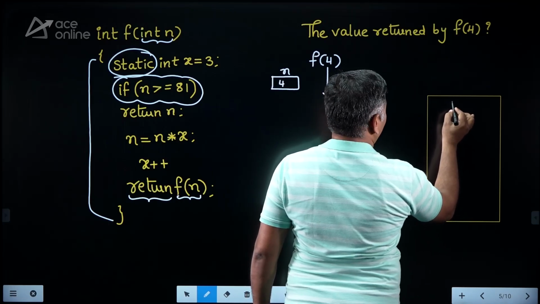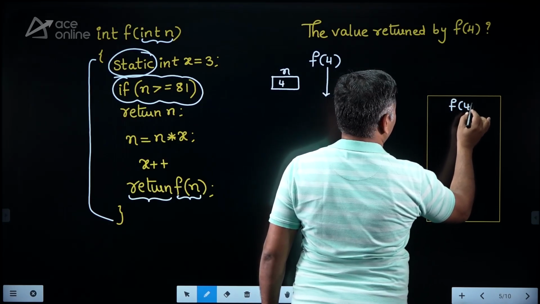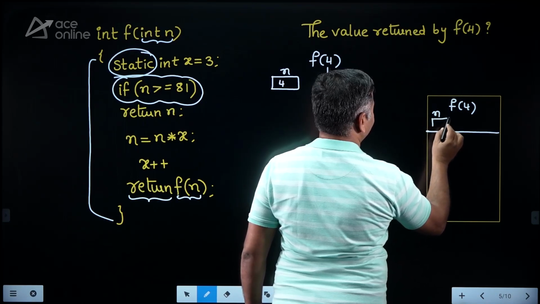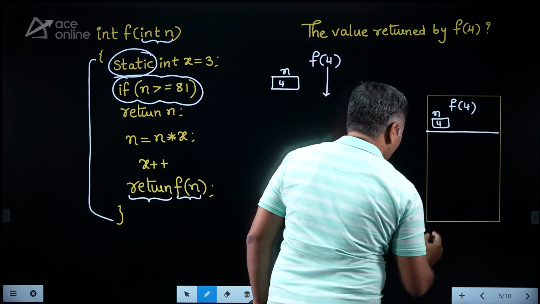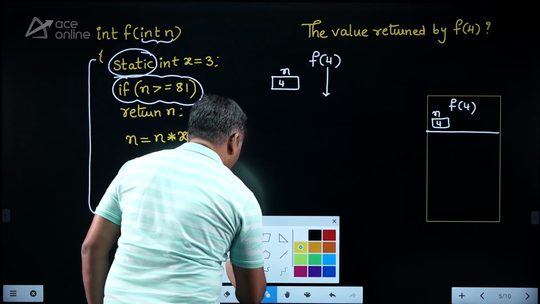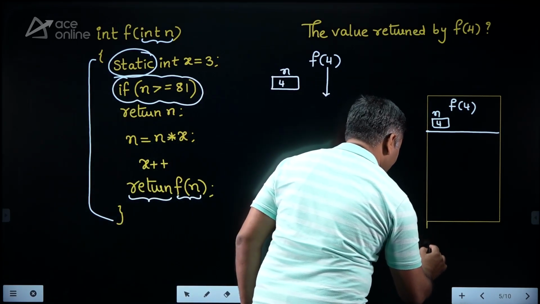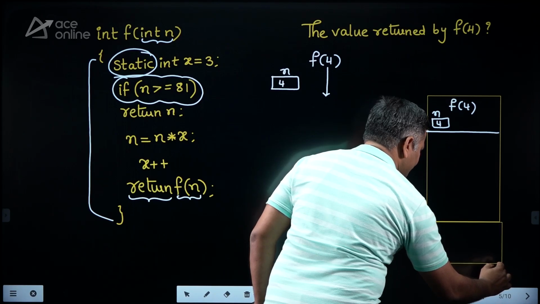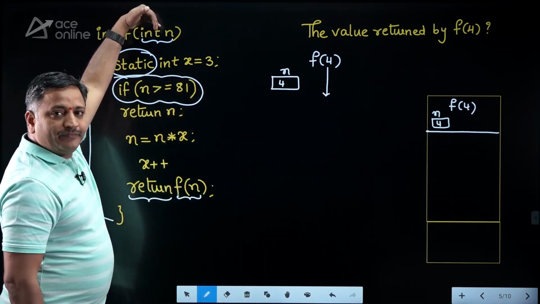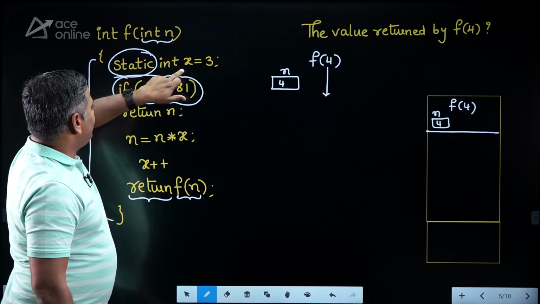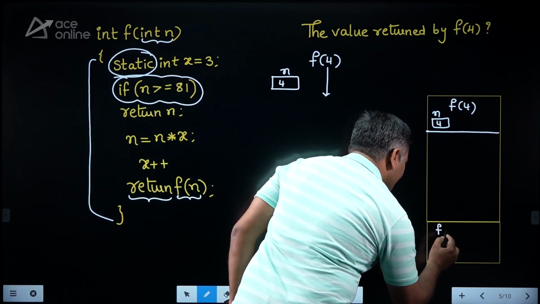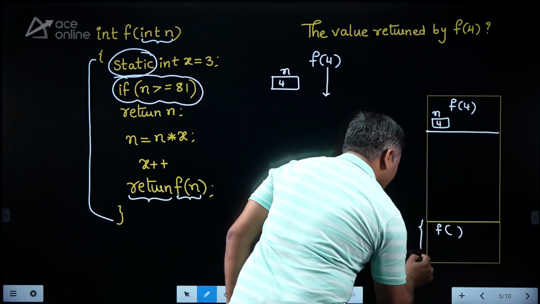So when I call function f of 4, the activation record is loaded into the stack, right? Where n is equal to 4. Then what about the static variable, friends? You know a static variable is created in static memory during compilation time itself. So when you compile this program, the static variable will be created in static memory. This is called static memory.